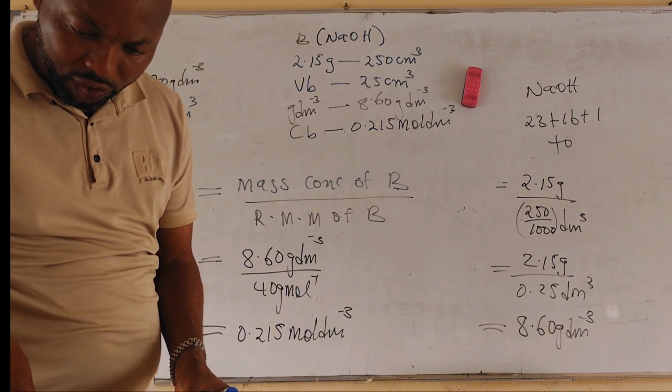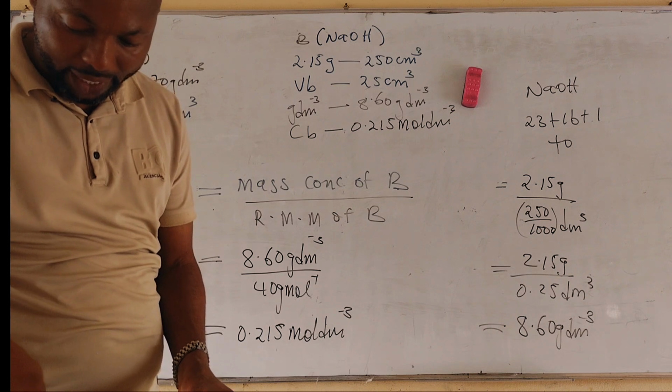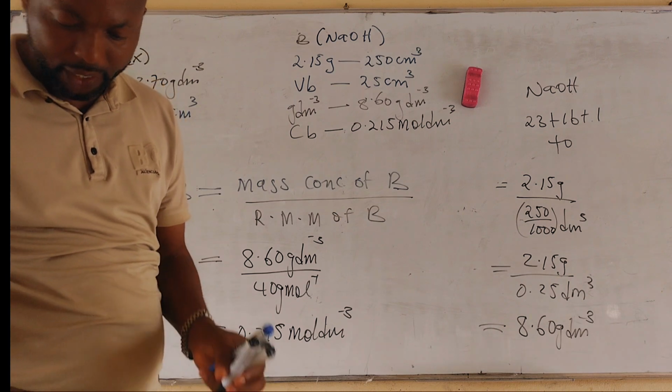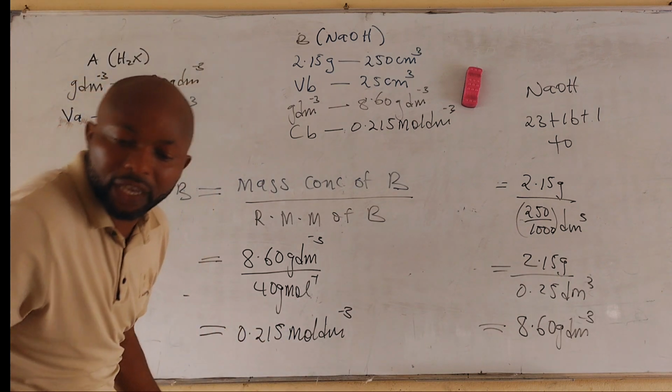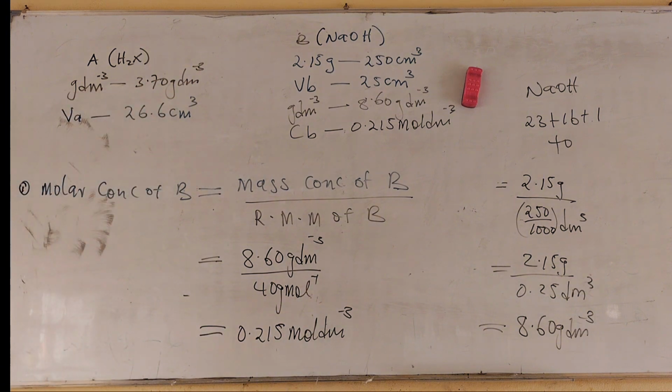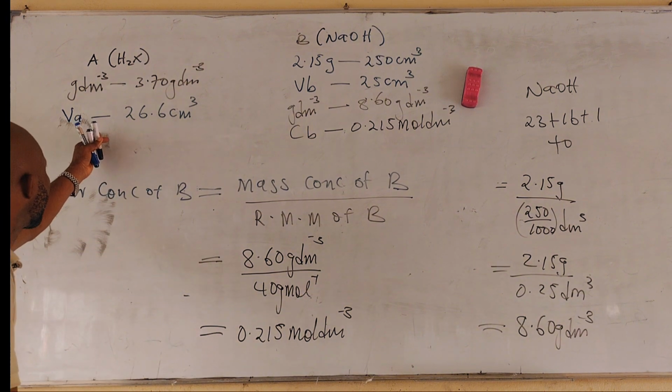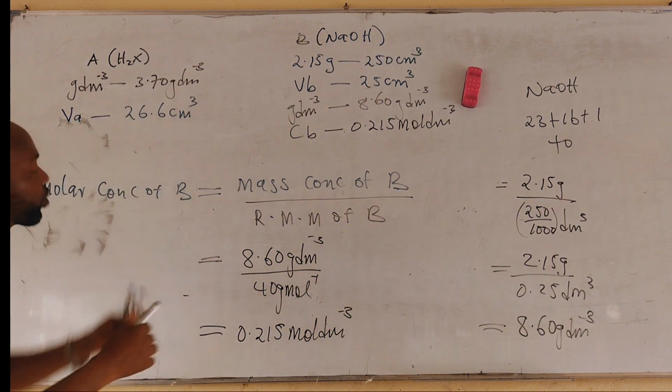It says concentration of B in mole per dm³. Okay, we have done that. So the last one here is the value of X. Oh, there's value of X here too. Okay, for us to know the value of X, it means we must know the relative molecular mass of this guy. But let's see how that works.